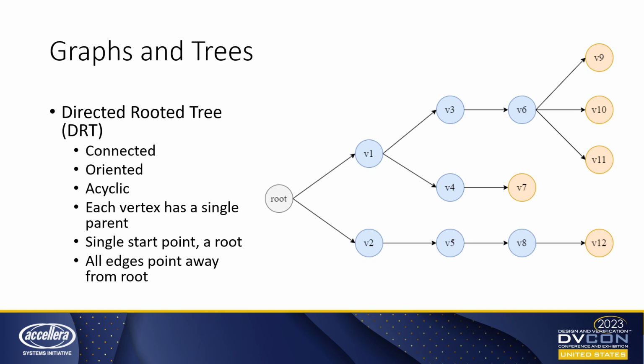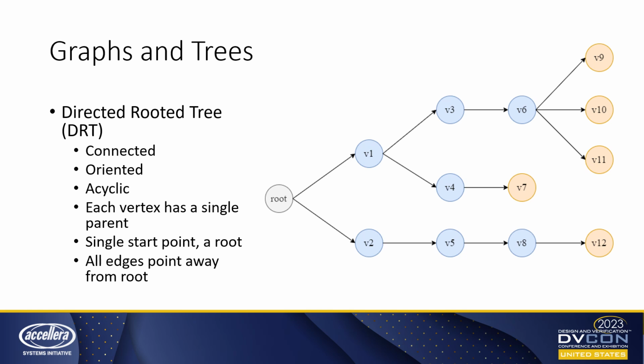It is connected. Every vertex in the graph is connected to another vertex through an edge. It is oriented. Edges link vertices in only one direction. There is a kind of flow in the connectivity. It is acyclic. There are no cycles in the connectivity. You can only traverse a vertex once. Each vertex has a single parent. There is a single start point, a root, from which all other vertices point away.